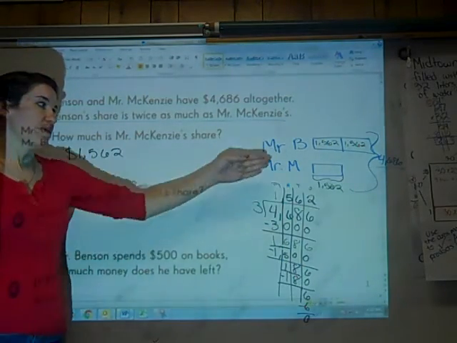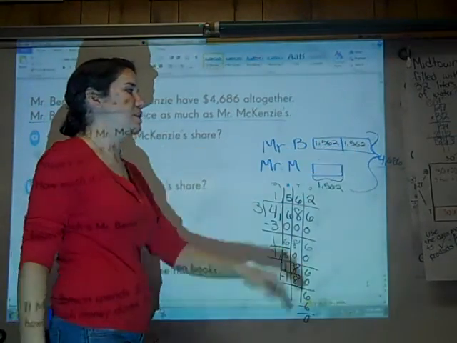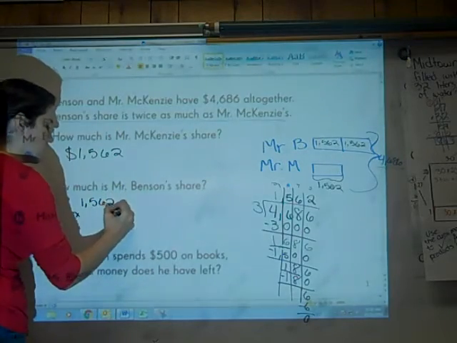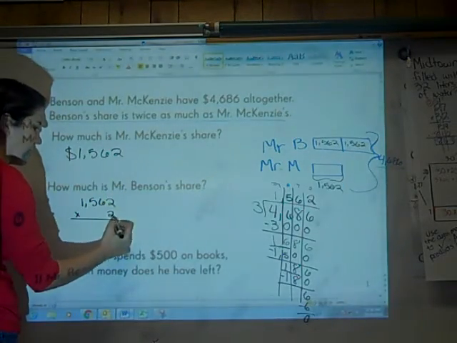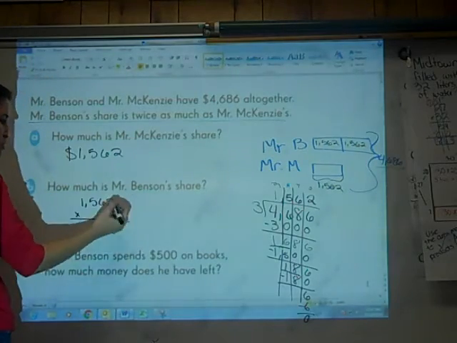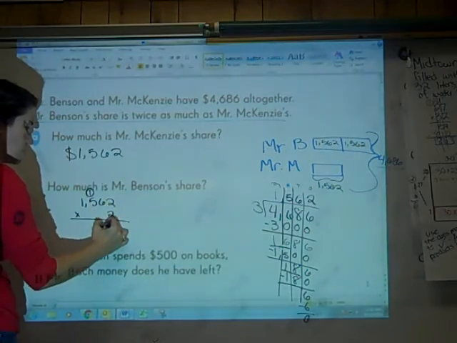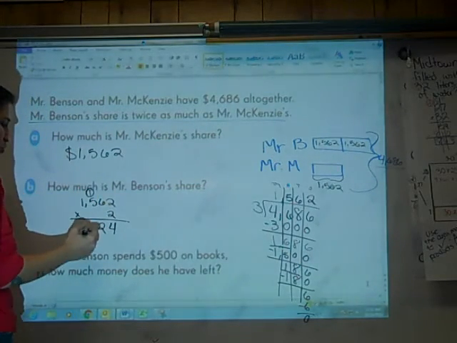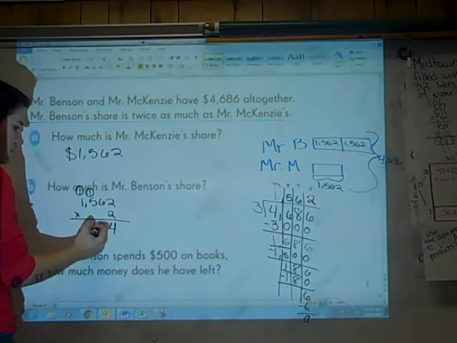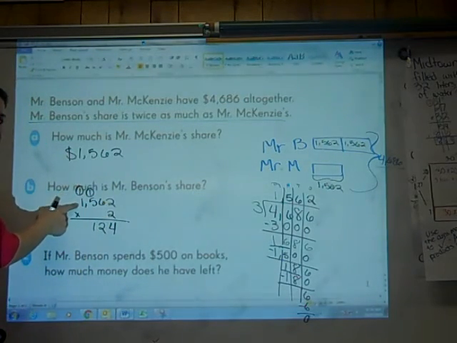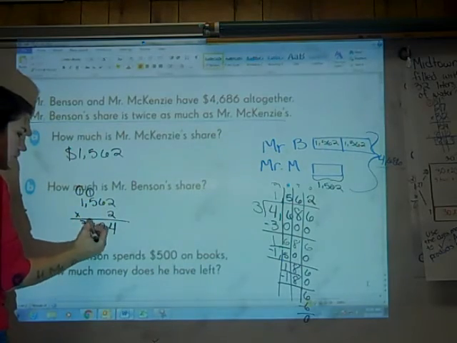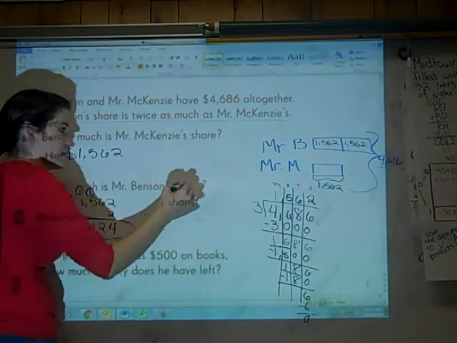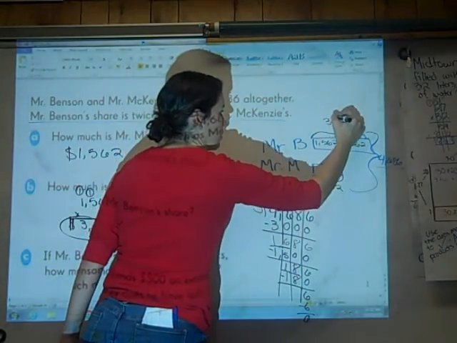The students know that they could use repeated addition, add this plus this, or simple multiplication, 1,562, and we have 2 groups of that number, so we could multiply. 2 times 2 ones is 4. 2 times 6 tens is 12 tens, which is 120. 2 times 5 hundreds is 10 hundreds, plus 1 more is 11 hundreds, which is 1,100. 2 times 1,000 is 2,000, plus 1 more is 3,000. So that means Mr. Benson's share would be 3,124.